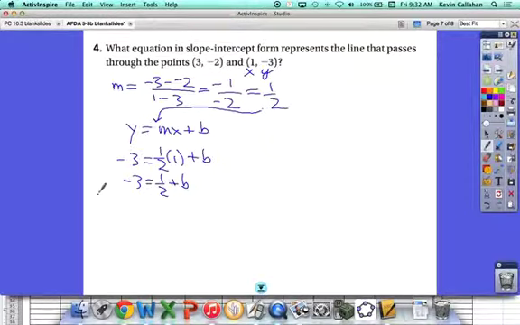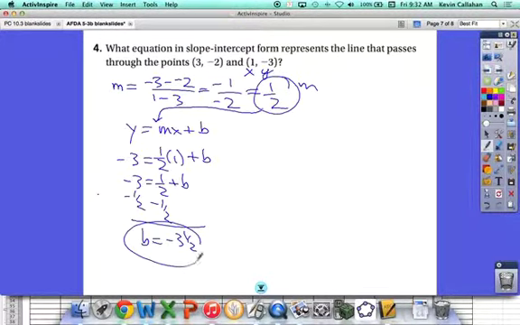Isolate the b. What am I going to do to solve for the b? Subtract 1/2. So in this case, b equals, what's -3 minus 1/2? -3.5. I mean, that you could leave it like that, at least for now. Okay, now that we know the m, right? Here's m. Here's b. Write the equation. Y equals 1/2 x minus 3.5. Or 3.5 if you want. Or 7/2 if you want. Any of them.